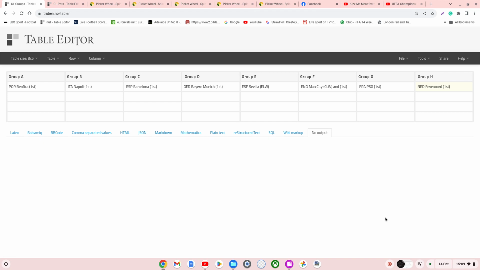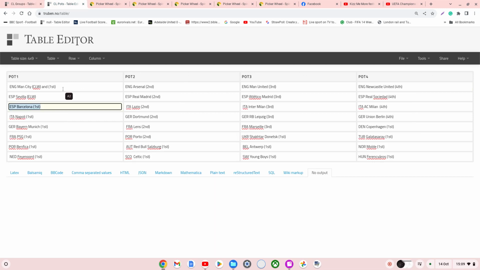Now it's going to be different. It's not going to be in alphabetical order. So now let's read out the teams in part 2. The teams of part 2 are Arsenal, Real Madrid, Lazio, Borussia Dortmund, Lens, Porto, Red Bull Salzburg, and Celtic from Scotland.